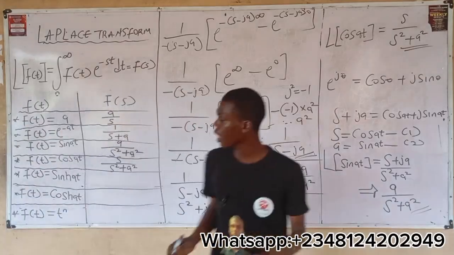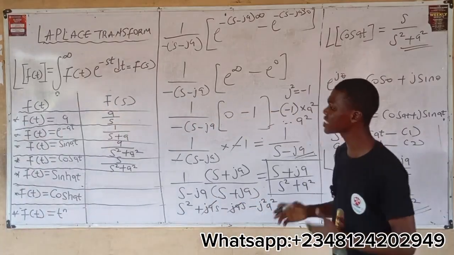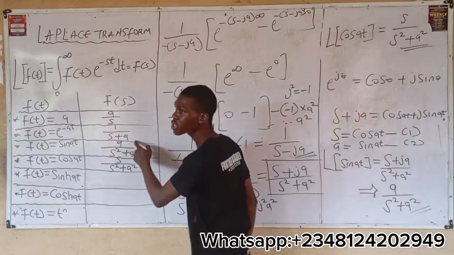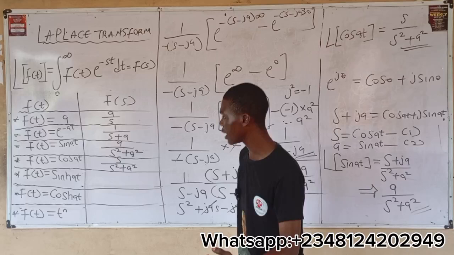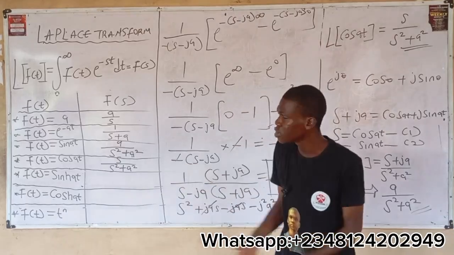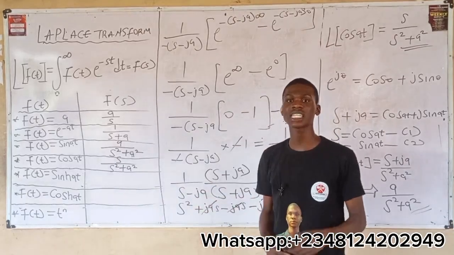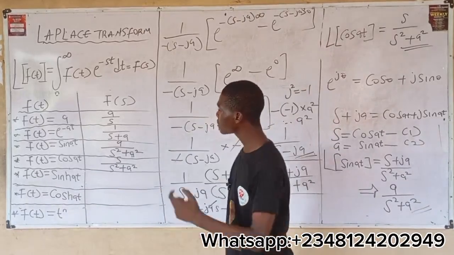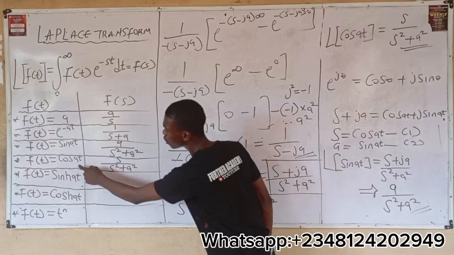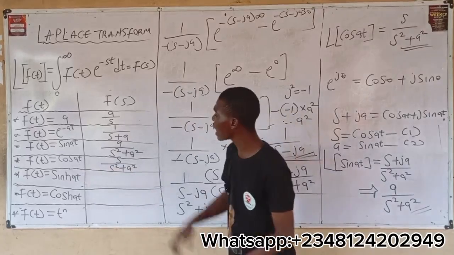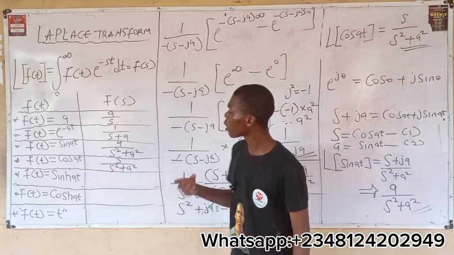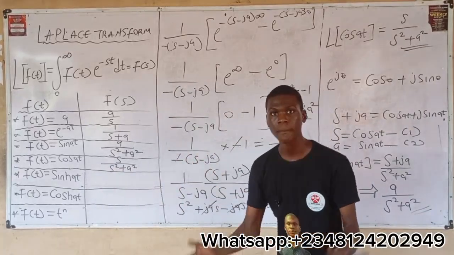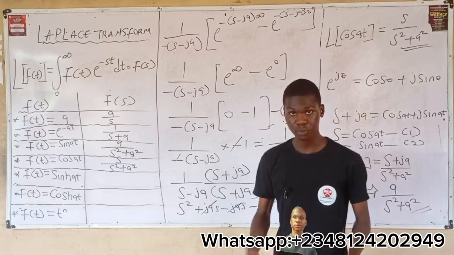Alright, I want you to know the difference between sine at and cos at. Your sine at, the numerator is taking the constant, right? What we are doing basically when it comes to transform is expressing the function of t as a function of s. Observe the numerator of your cos at. We still have it as s, right? But the numerator of your sine at, you are having it as what? A constant, meaning a.